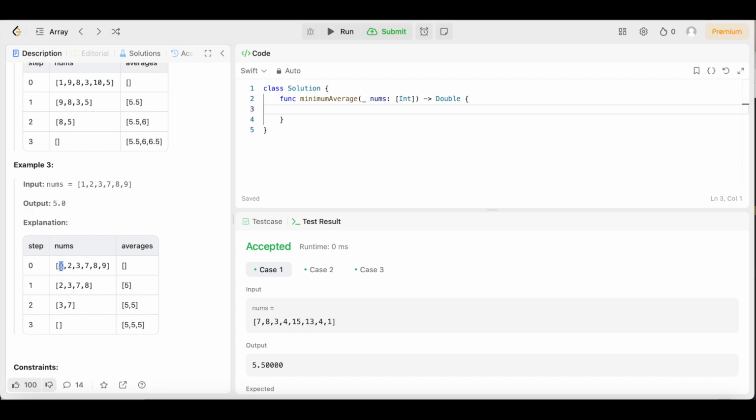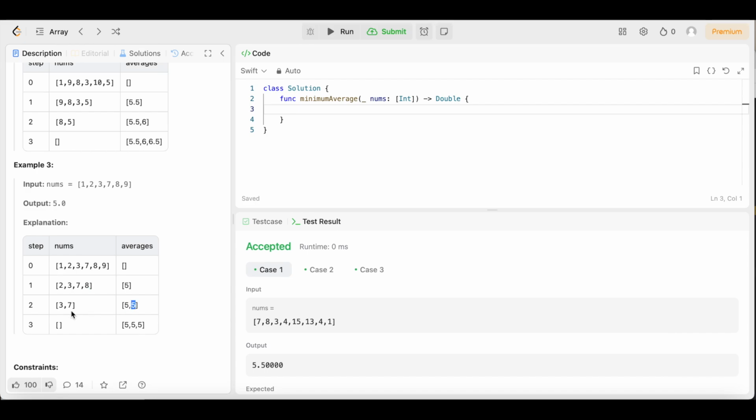First we take the smallest, which is 1. The largest is 9. Add those together. 9 plus 1 is 10. 10 divided by 2 is 5. So we put the 5 right here in the average array. Then we take the 2 and the 8. 2 is the smallest. 8 is the largest. 2 plus 8 is 10. 10 divided by 2, that's 5 again, so we put the 5.